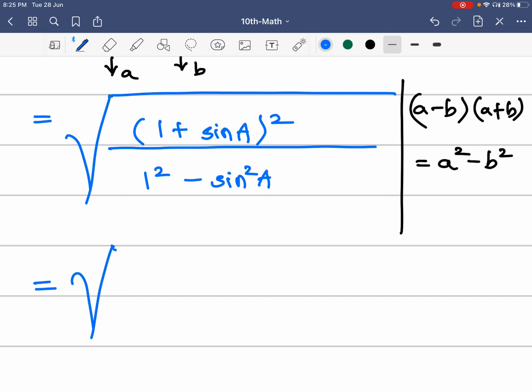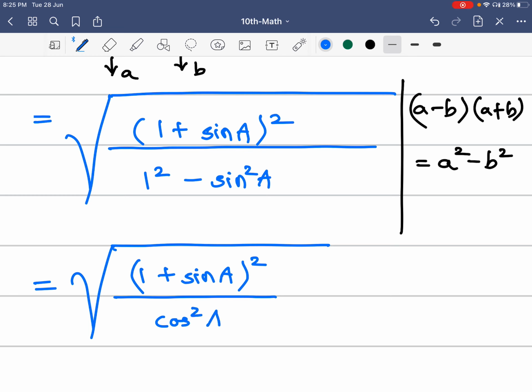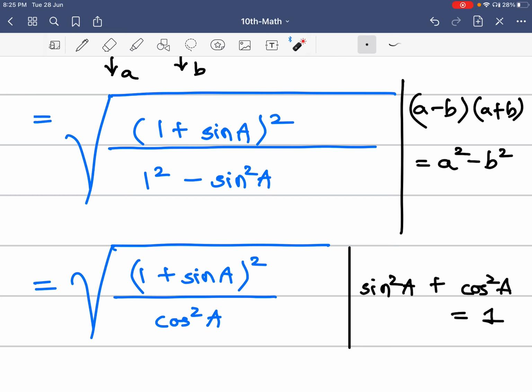So under root remains as it is. So (1 plus sine a) the whole square, I'm going to keep it as it is, divided by, what is 1 square minus sine square a? That is equal to cos square a. Okay, that is from our standard identity. I'm just going to make a note of that, because we have sine square a plus cos square a equal to 1. Okay, so if I take this sine square a to the right hand side, this is going to be 1 minus sine square a. So that will be equal to cos square a.